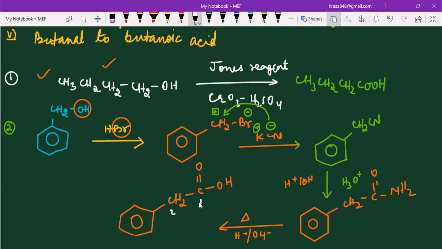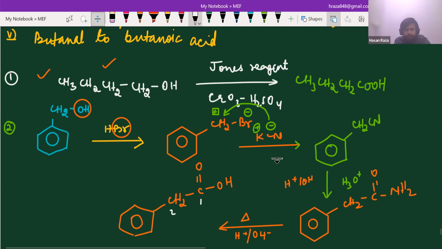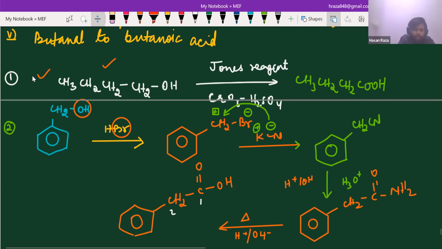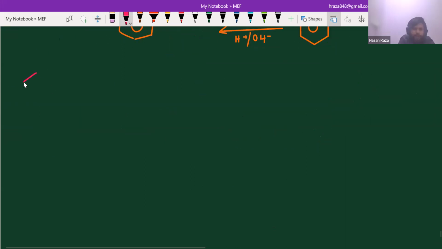Now see, the third one is basically what? 3-nitrobromobenzene to 3-nitrobenzoic acid. So this was the situation. You can see this is your bromine, and with respect to 1, 2, 3, the nitro will be here, NO2, and since it is benzene, now it is benzene.